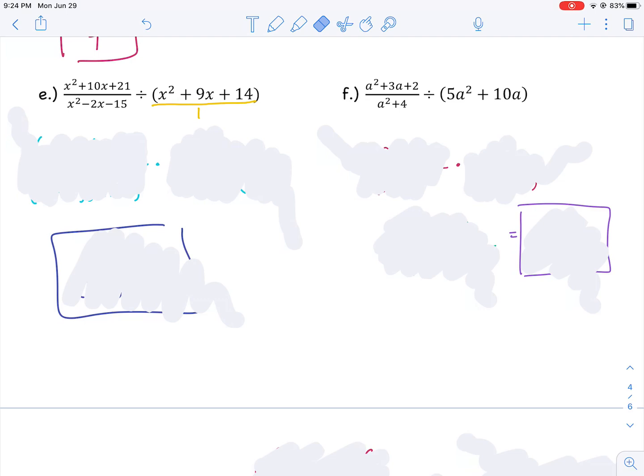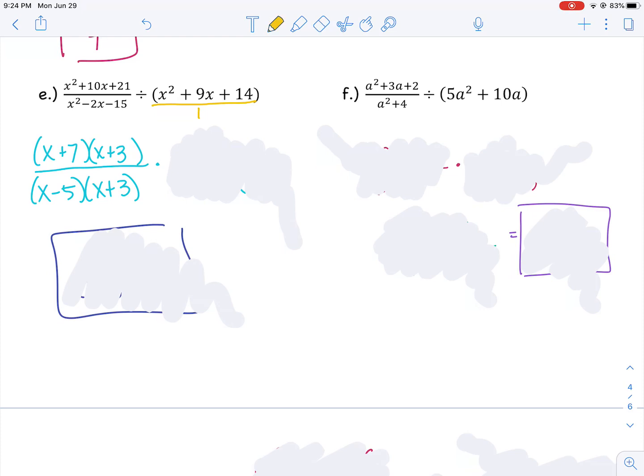It looks like the numerator and the denominator are both basic factors. Pause the video, factor it, and then come back to me and see if you got the same factors. I got x plus 7 and x plus 3. On the denominator, I got an x minus 5 and an x plus 3.